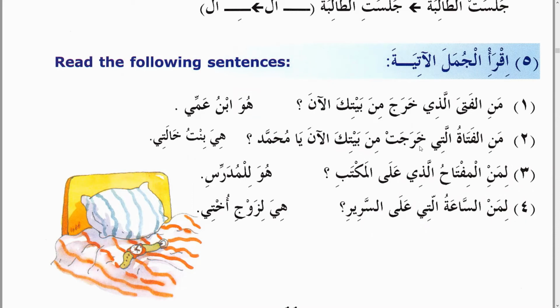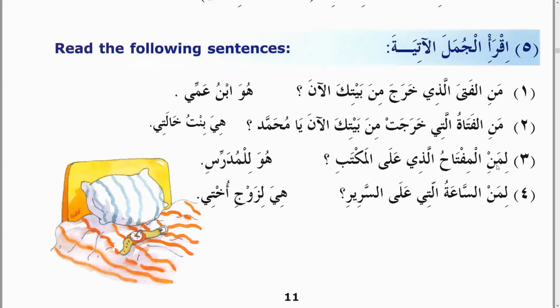Manil fata, who's the young girl? Allati, who left from your house just now? Ya Muhammadu. Who came out from your house now? Ya Muhammadu. Hiya, she is bintu khalati. She is the daughter of my khala, my mother's sister, my aunt's daughter.